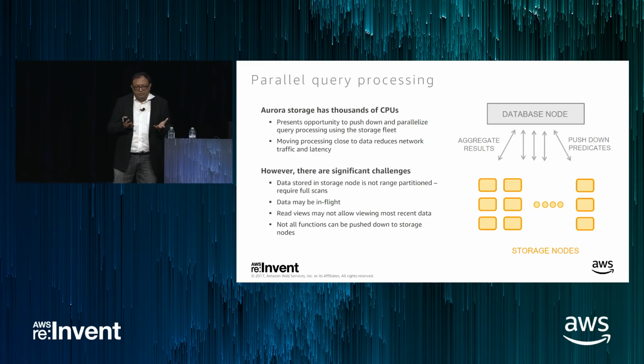Some of the challenges I face here is that the data we store in the storage node is not range partitioned because we want to avoid heat. So you need to do full table scans for this operation to work. Data may also be in flight, right? You have these read views and so forth about what data I'm allowed to see, what data is committed, et cetera. And you may not be allowed to see all of the data, and not all functions can be pushed down.